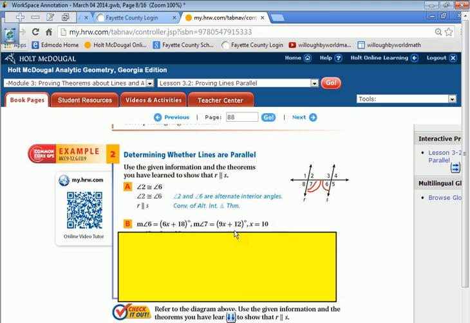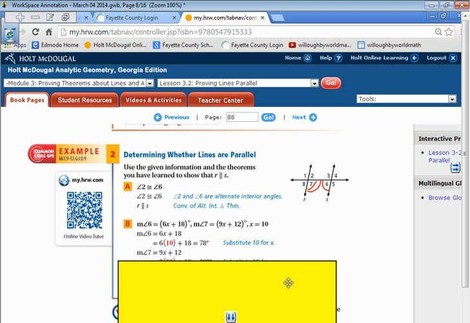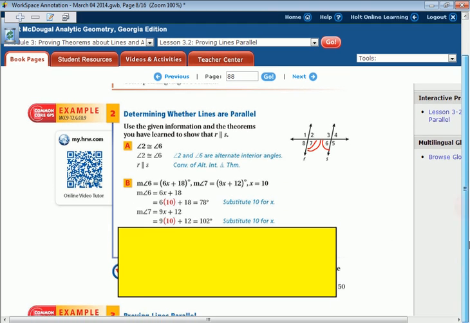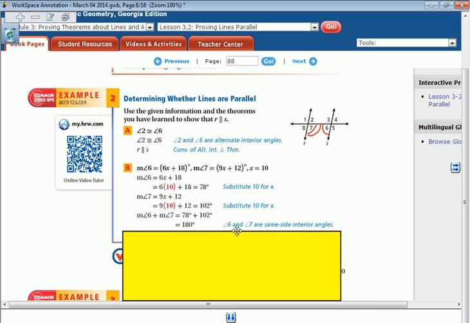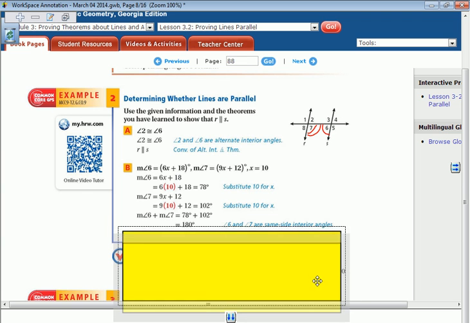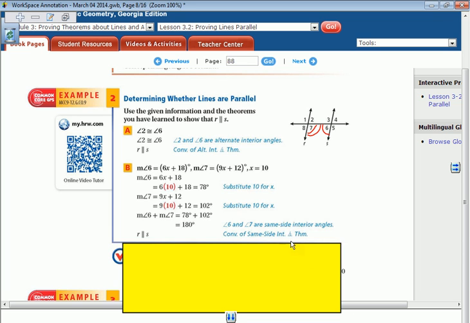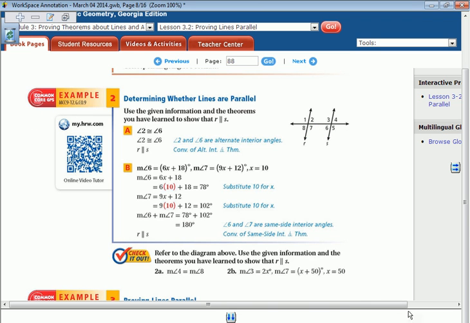So the first thing we're going to do is take those and plug in x, and you get 78 and 102. Why is that good? Because those are supplementary. So we're going to show that when we add up angle 6 and angle 7, we get 180 degrees, which tells us that angle 6 and angle 7 are same side interior angles. And they are supplementary, therefore the converse of the same side interior angle theorem works. Because these same side interior angles were supplementary, we can use the converse of the same side interior angle theorem. Got it? Yes. That actually makes sense.